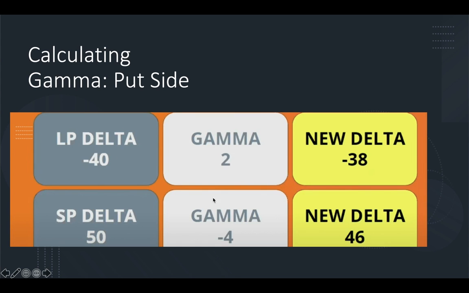Okay, so now we're short a put. For a short put, if the stock moves up $1, that's good for us. We want that to happen. But when you're short options, your delta decreases, which is good. But it also means that your original option is less potent, less directionally exposed.